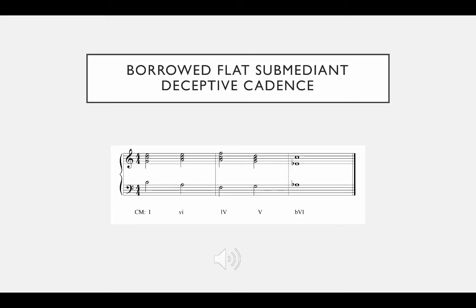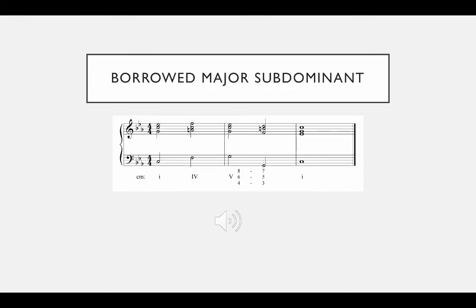Another great use of the flat submediant chord is to use it in a deceptive cadence. This sounds even more interesting, as if moving into that deceptive cadence is doubly deceived by its borrowing from the parallel minor. I love that sound. Of course, you can be in the minor mode and borrow from the parallel major.